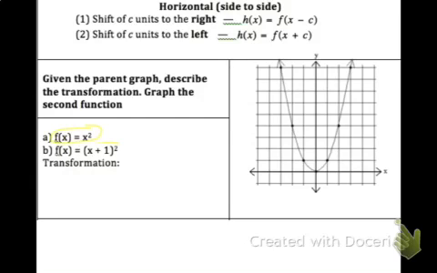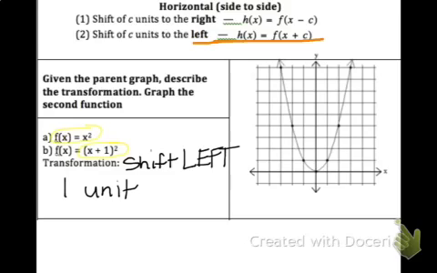And the transformation is that we're adding 1 within the x. Because it's grouped on the inside with the x, that lets us know that we're moving horizontally. Because it is plus, we know that we're moving to the left, okay? The weird thing about the horizontal is it's kind of the opposite of what you would think. So when we talk about the transformation, it would be a shift left 1 unit because it was plus 1.